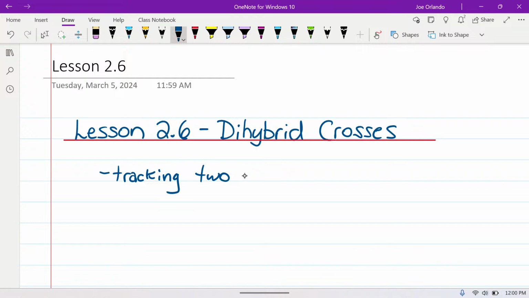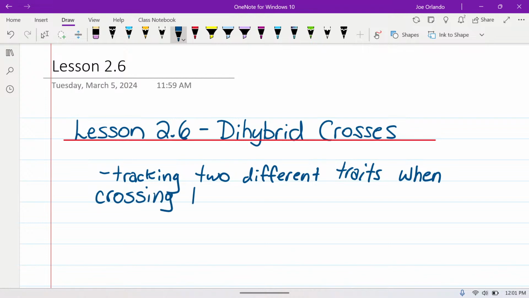Tracking two different traits when crossing two organisms. And again, remind me, when we say crossing two organisms, what do we mean? Yeah, breeding, right? Reproducing. So we're going to stick with Mendel's pea plants because that's traditionally where we start.